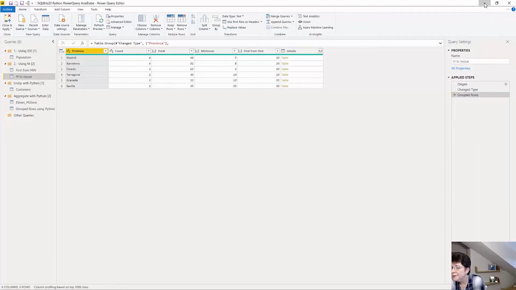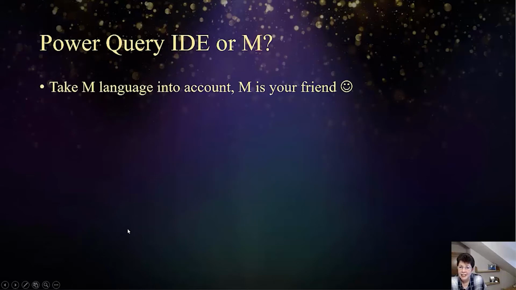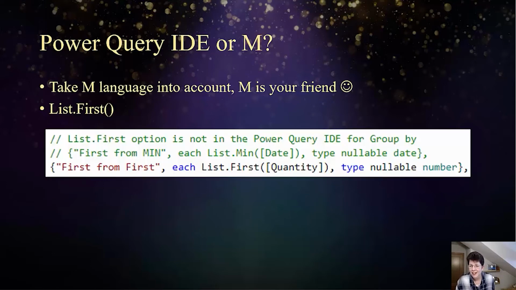That means that M language is our friend. Using M language, we are able to take advantage of the function first from the list and solve the problem. It's not too complicated, it's easy, and it's a really good solution for this case. But we need to get in touch with M code.